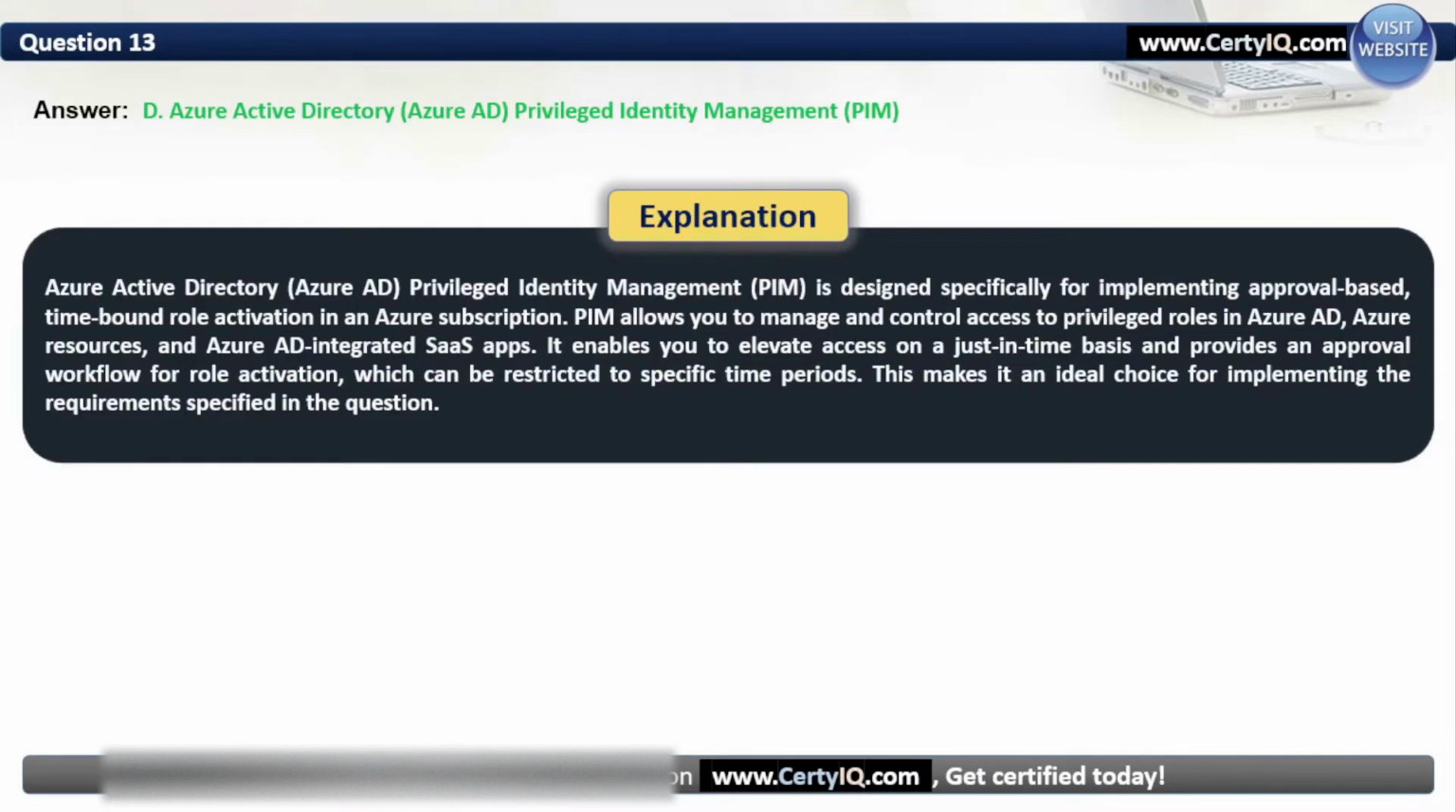Azure AD Privileged Identity Management is designed specifically for implementing approval-based time-bound role activation in an Azure subscription. PIM allows you to manage and control access to privileged roles in Azure AD, Azure resources, and Azure AD integrated software as a service apps. It enables you to elevate access on a just-in-time basis and provides an approval workflow for role activation, which can be restricted to specific time periods. This makes it an ideal choice for implementing the requirements specified in the question.